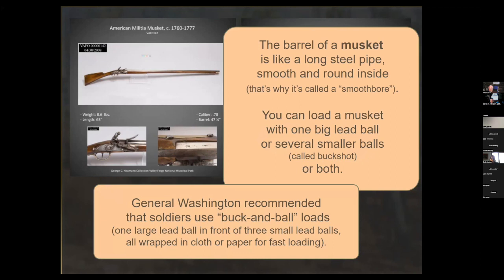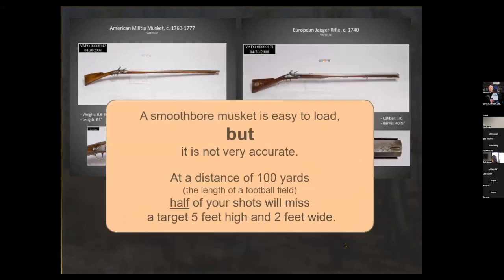And that was going to help you out in the biggest problem with a musket. And that is that it's fairly easy to load, but it is just terrible for accuracy. At the distance of 100 yards, the length of a football field, half of your shots will miss a target that's 5 feet high and 2 feet wide. Now, the vulnerable part of a person is only about 2 feet high and 1 foot wide, so it means your chances of hitting somebody at that distance are almost nil.